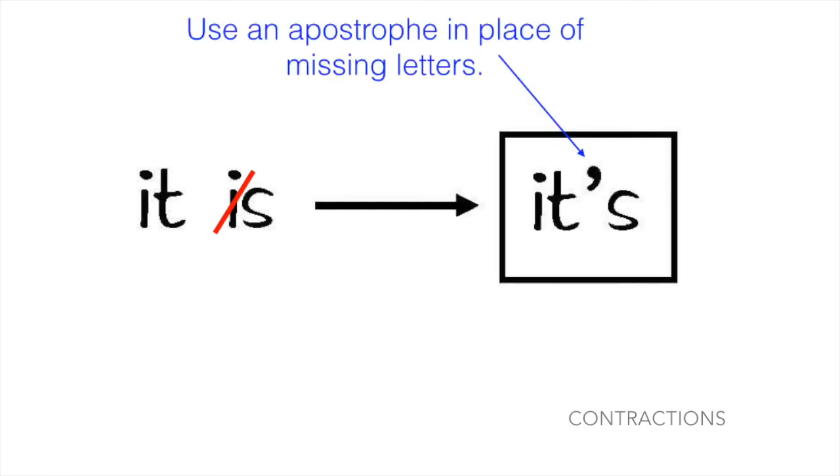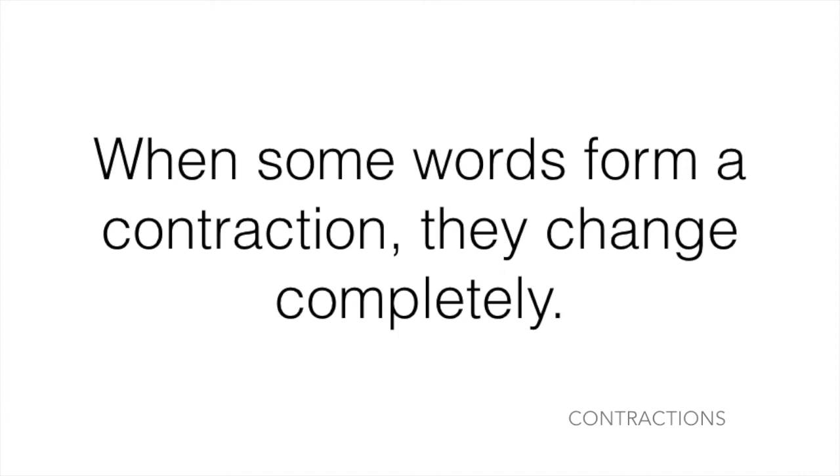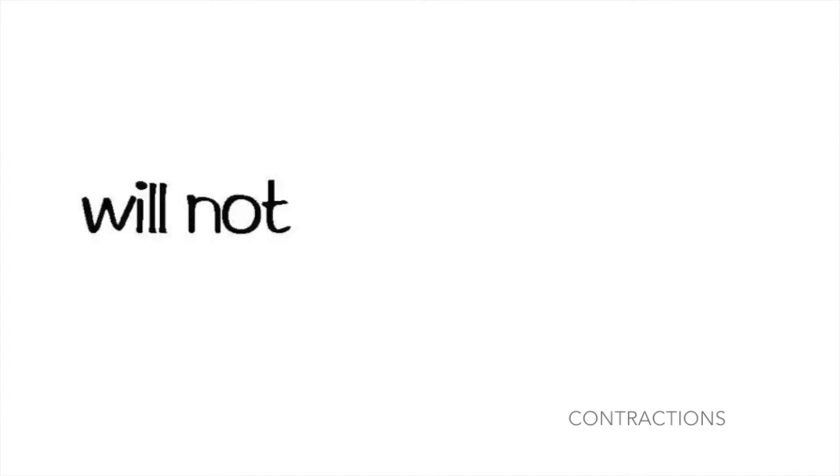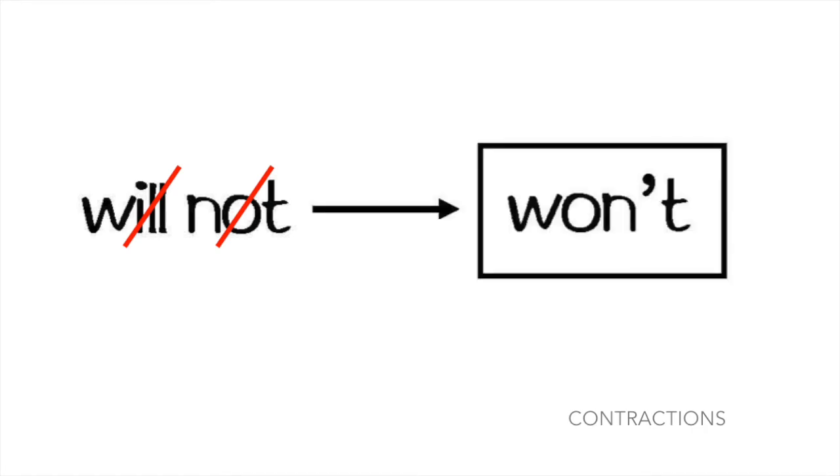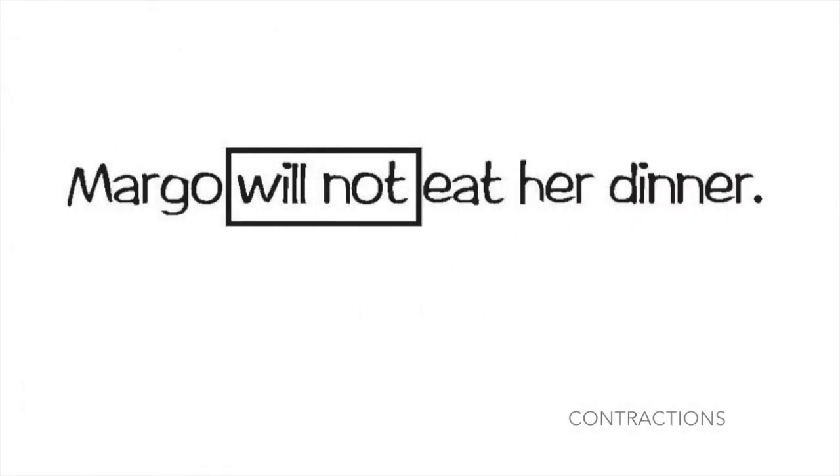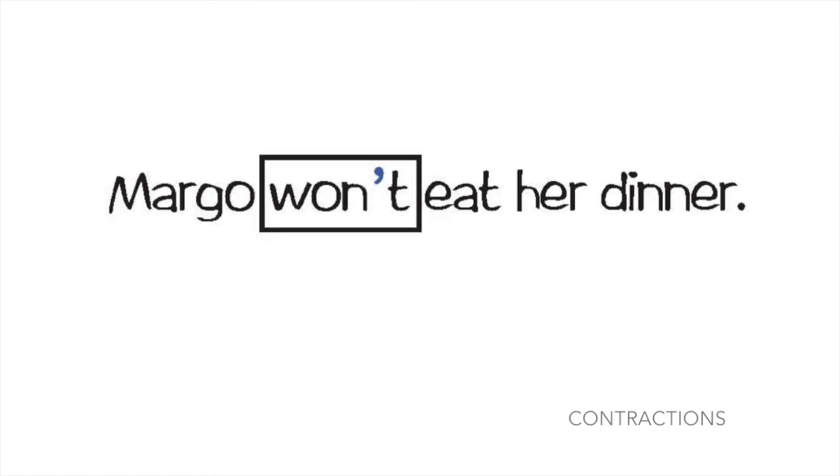and replacing the I with an apostrophe. Now, when some words form a contraction, they change completely, like will not. Will not combines to won't with an apostrophe between the N and the T. You can see how this changed completely. So will not becomes won't. And just to show you how a contraction can shorten a sentence, here's an example. Margot will not eat her dinner becomes Margot won't eat her dinner.